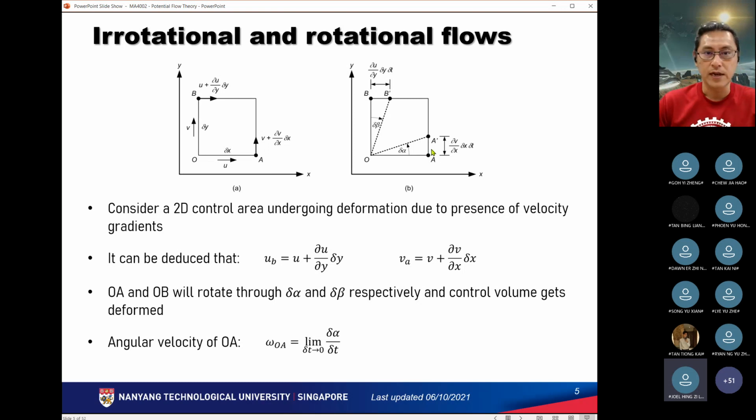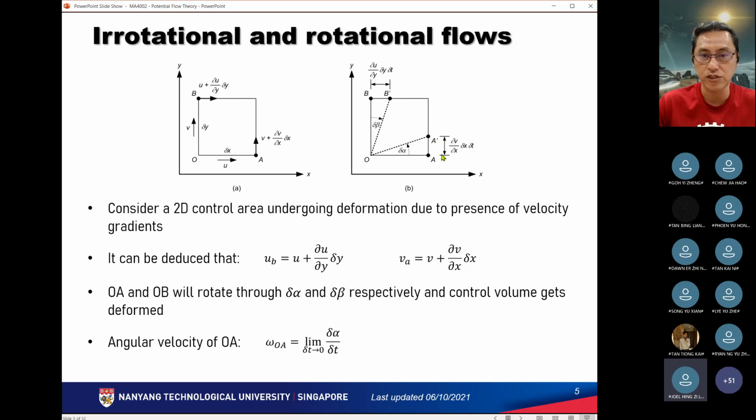Now let's assume that something happens to the fluid such that OA begins to rotate anti-clockwise, and OB begins to rotate clockwise through a tiny angle. In this case, OA will rotate through a small angle, delta alpha, and OB will rotate through a tiny angle, delta beta. Let's assume all this happens within a particular time interval, delta t.